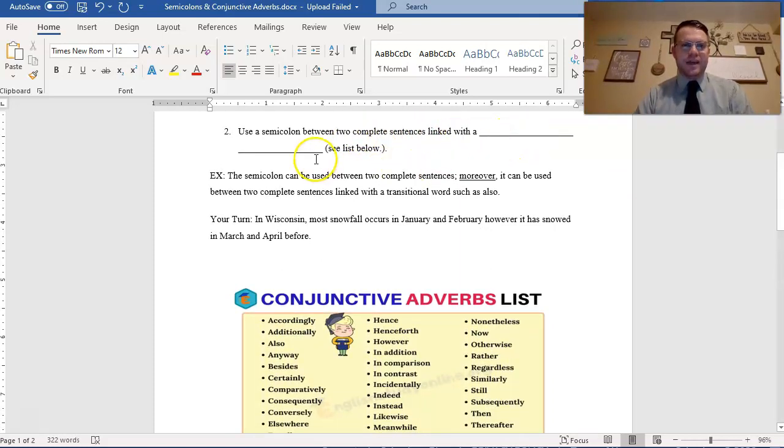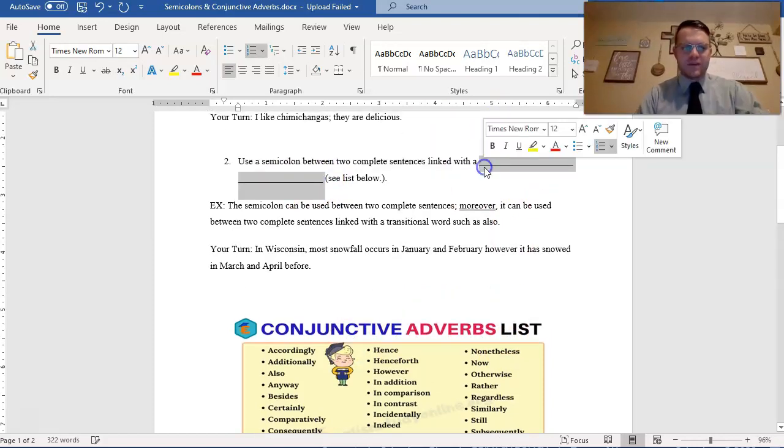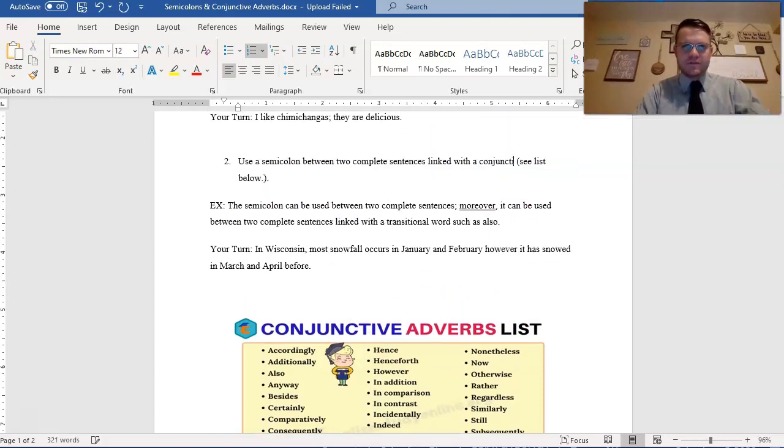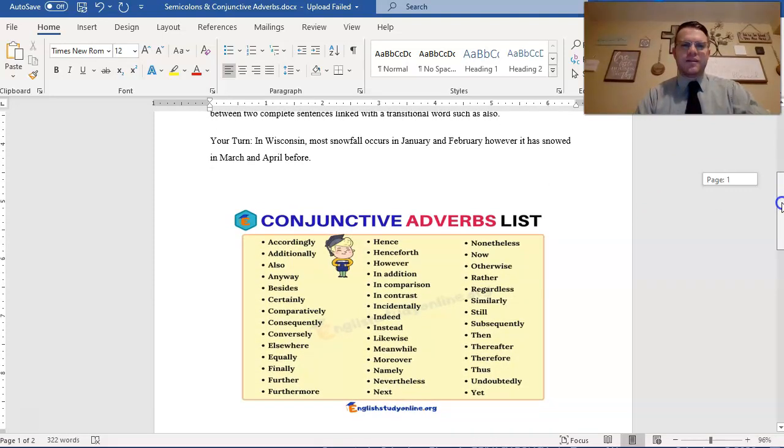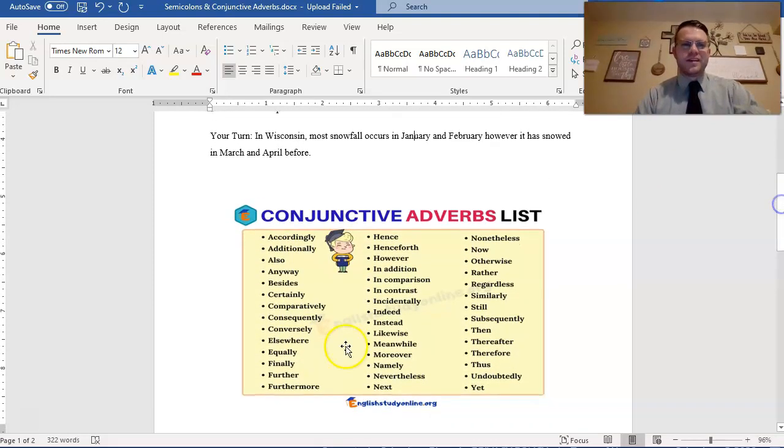blank blank. See the list below? That blank blank are conjunctive adverbs. I'm going to type that in real quick, and we'll talk about what conjunctive adverbs are. Conjunctive adverbs. And let's take a look at that list, right? You'll notice that on your conjunctive adverbs list, you've got a lot of transition words from essays.